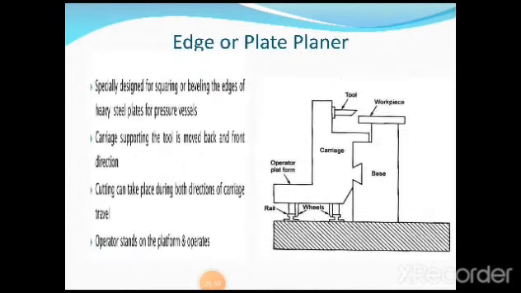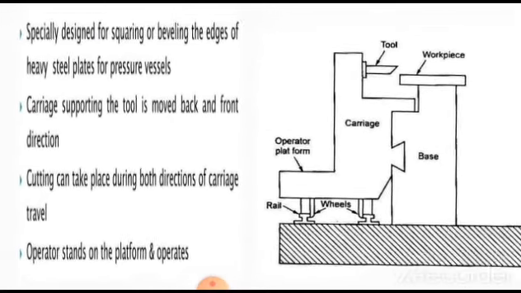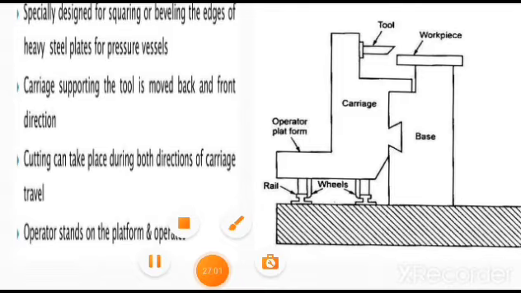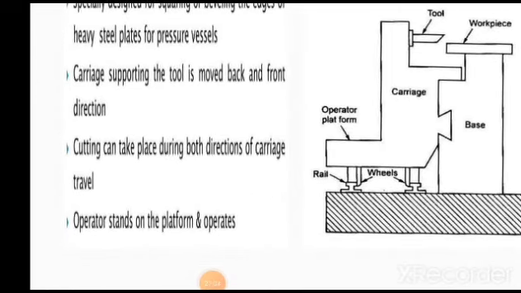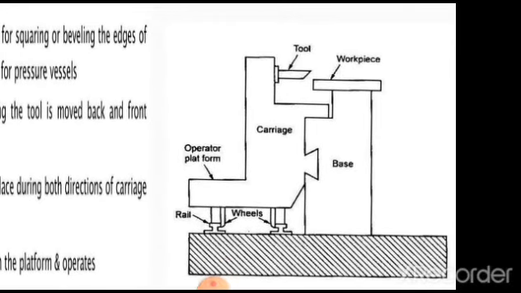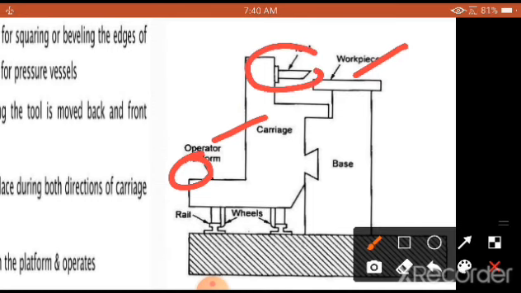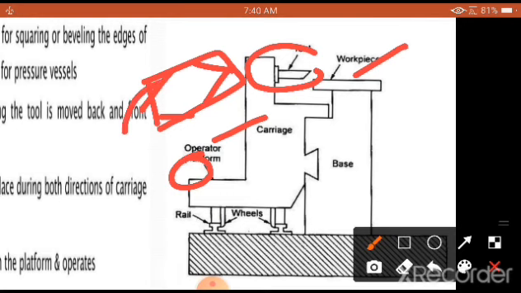Now let us understand the edge or plate type of planer. See here clearly for what purpose the edge or plate type of planer is used. This is called a workpiece, which is held on the base, and this is called the carriage. The operator is standing here, and this is the tool. Suppose I want to cut surfaces like this. This is called a beveled surface.